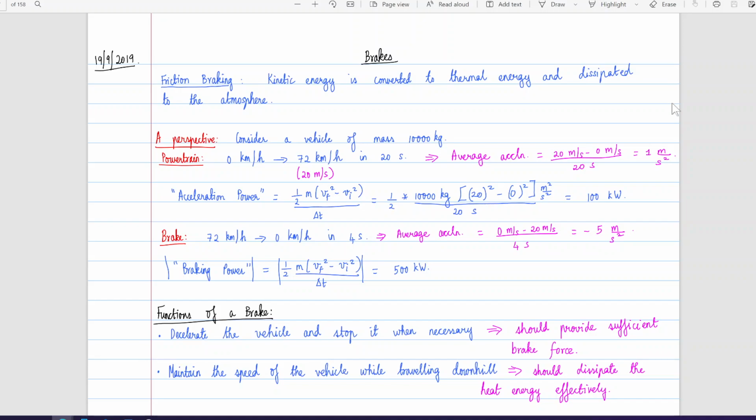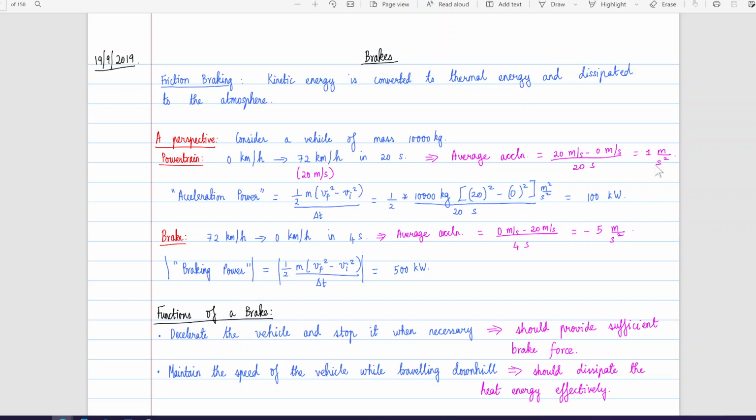So, what are the brakes? Brakes are devices which help us stop the vehicle which is in motion, and we'll focus today on friction braking, where the kinetic energy of the vehicle is dissipated into the atmosphere as thermal energy, right? So, if you were to consider a vehicle with mass of 1000 kilograms and we were to go from 0 kilometers per hour, that is standstill, to 72 kilometers per hour in 20 seconds, the average acceleration would be 1 meter per second square, and acceleration power would be change in momentum over time, right, as 100 kilowatts.